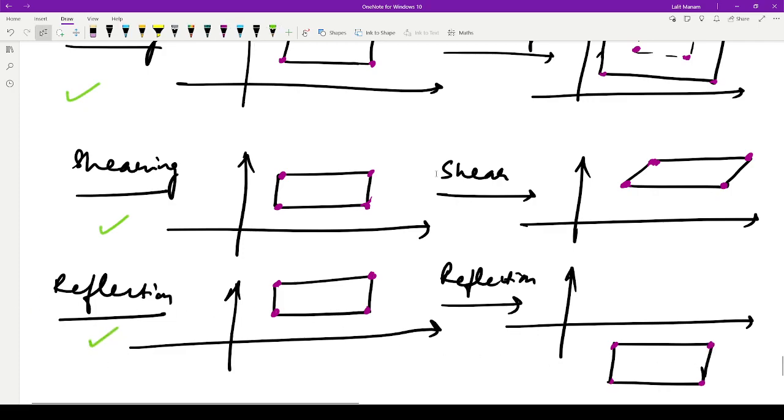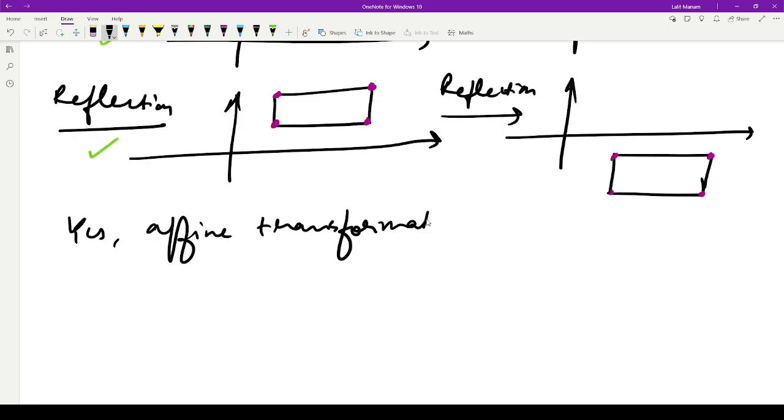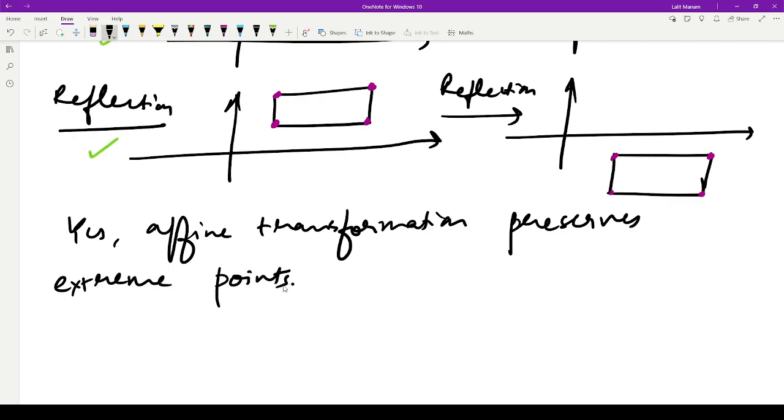So yes, in total, affine transformation preserves extreme points. Preserves in the sense that the extreme points are still the extreme points, although their locations will now be different based on the transform.